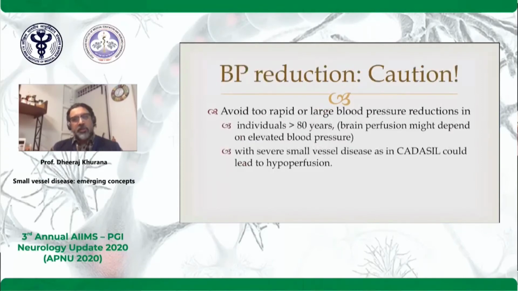However, the caution that one has to employ is in patients who are greater than 80, because here brain perfusion may get affected. So do not drastically lower the blood pressure in the elderly who are asymptomatic, unless, of course, there are other indications. And in CADASIL, remember, I have not taken the genetic part of small vessel disease, I've only taken the sporadic. The hypoperfusion is greatly dependent upon the blood pressure, and lowering of blood pressure in CADASIL is not recommended at all. It can lead to hypoperfusion and a greater increase in infarcts.